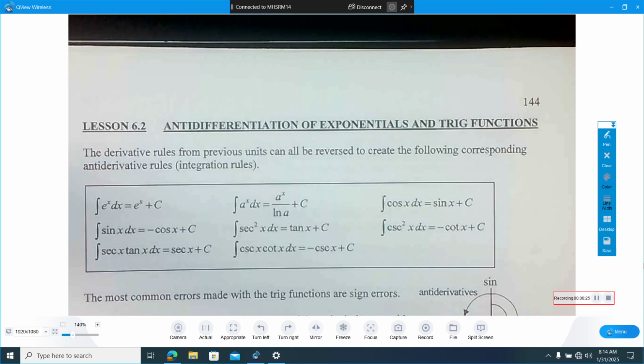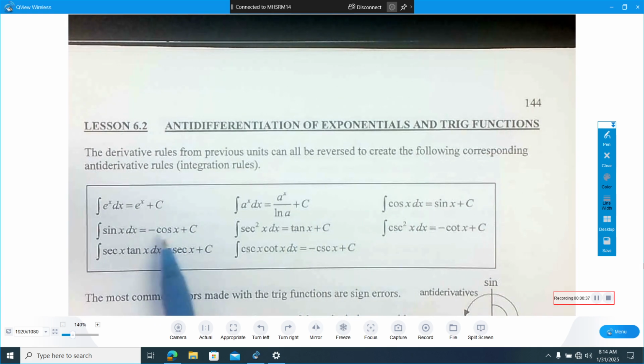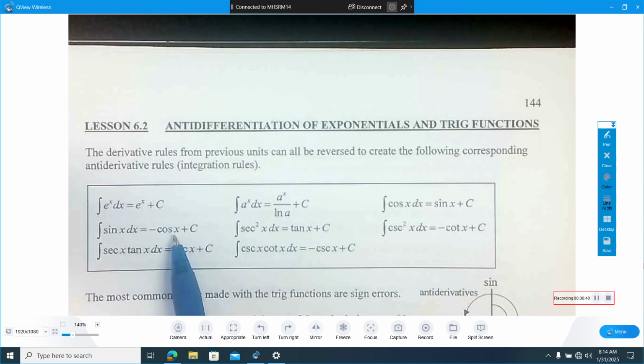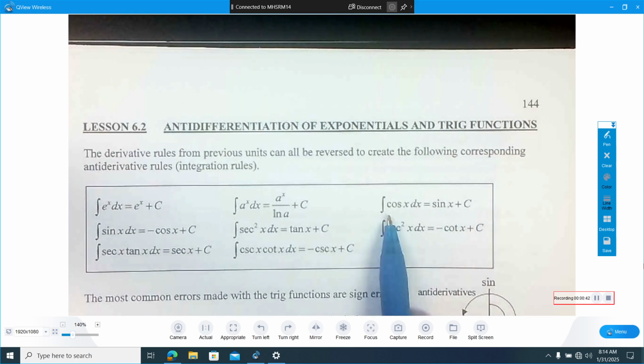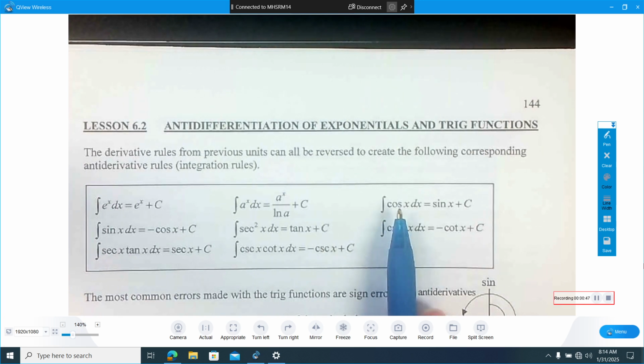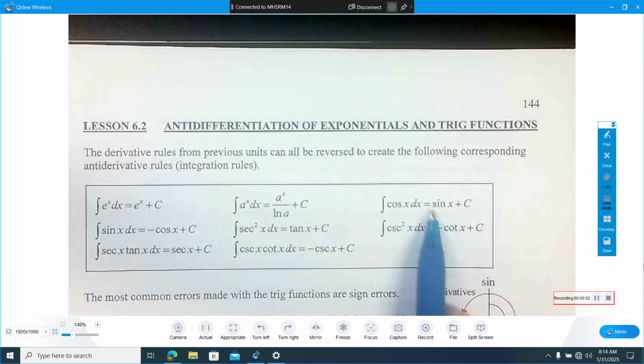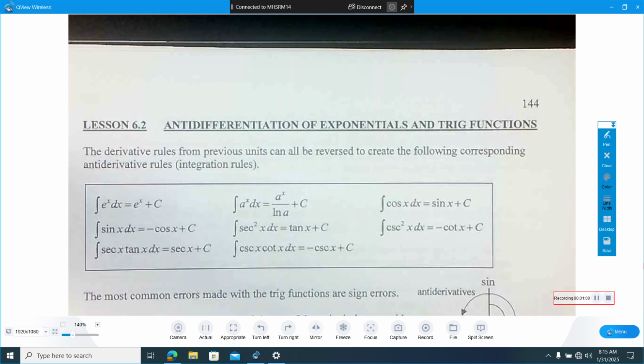There we go. So we learned the power rule, scalar multiple yesterday: increase the power, divide by the new power, that sort of thing. And today, we're using all of our trig derivatives to anti-differentiate. So, for instance, the antiderivative of cosine of x is sine of x plus c. Again, a good idea is to check by going backwards. The derivative of sine is cosine. Yes, I did it right.